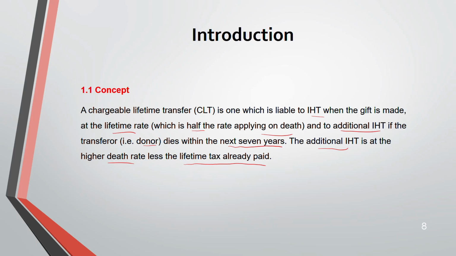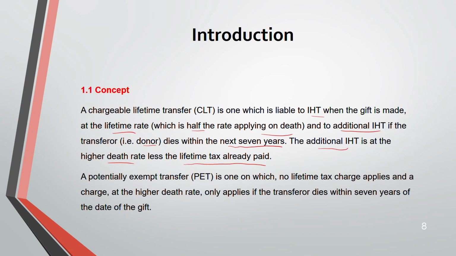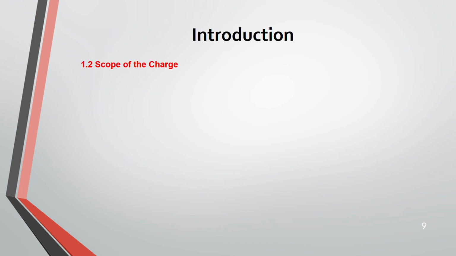Remember, it was a chargeable lifetime transfer. During your life, you have paid tax. That IHT you have to deduct from the tax that you are paying during death. This is for CLT only. For PET, potentially exempt transfer, there is no lifetime tax. And the higher death rate will only apply if the transferor dies within 7 years. If the transferor survives the 7 years, there is no tax at all. It is exempt.